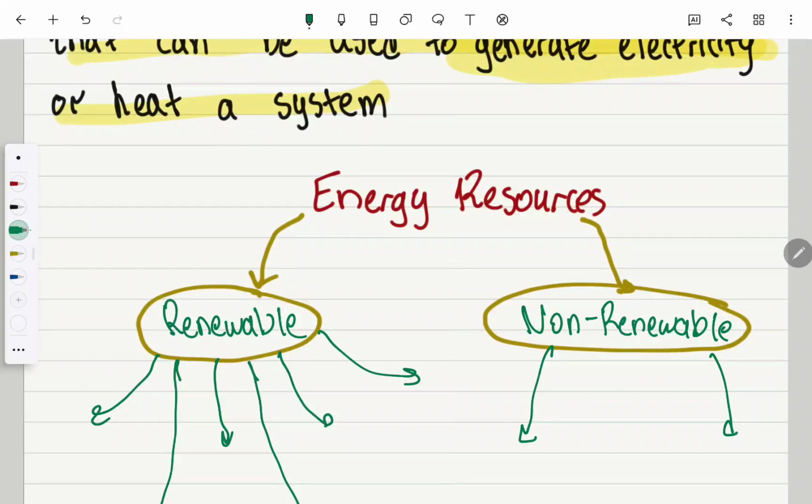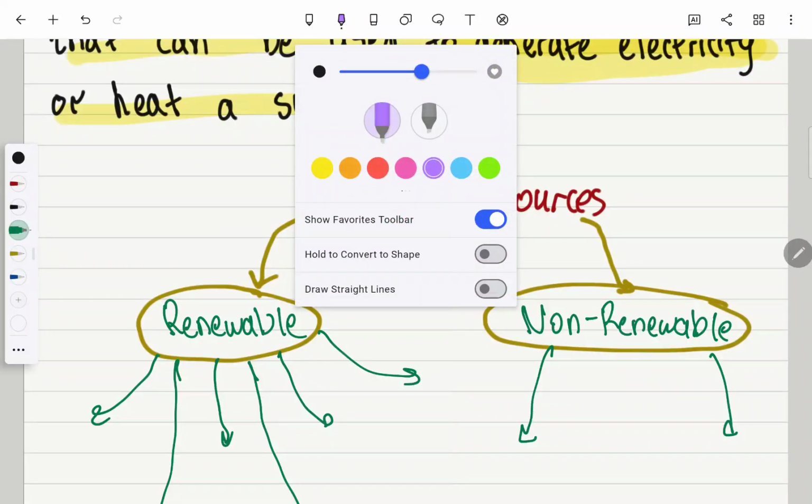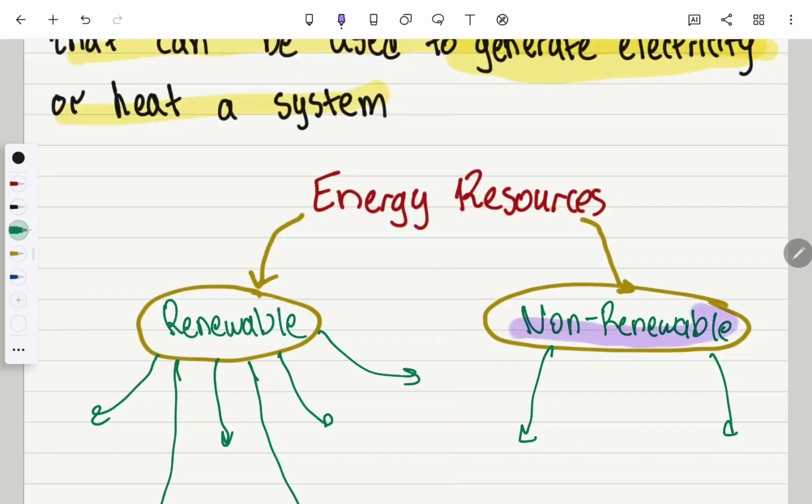If you create a power station and it's just using stuff like the tides of the sea, that's not going to make the tides of the sea stop just because you're using them to generate electricity. While on the other hand, if we highlight the other topic I'm going to talk about, which is the non-renewable ones, we're talking about stuff such as fossil fuels in general.